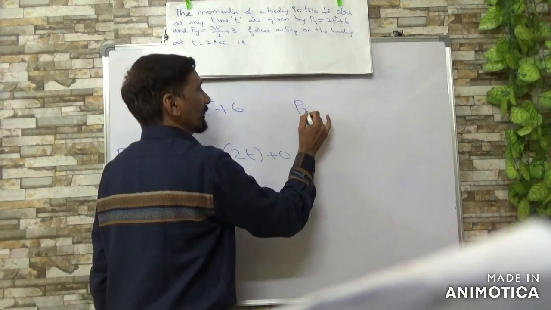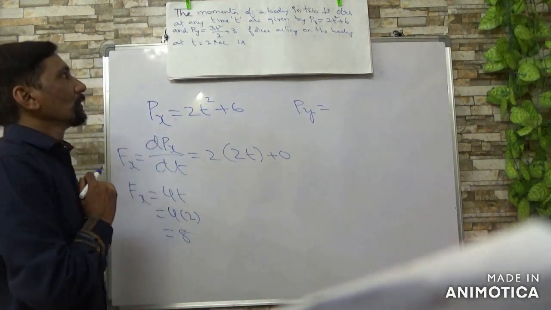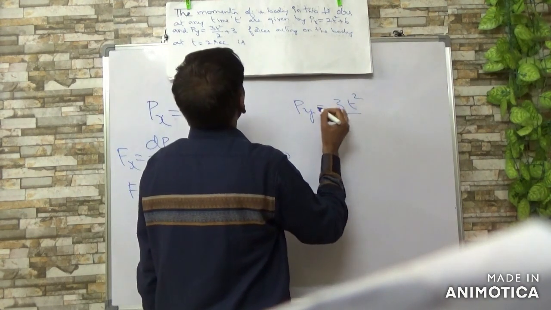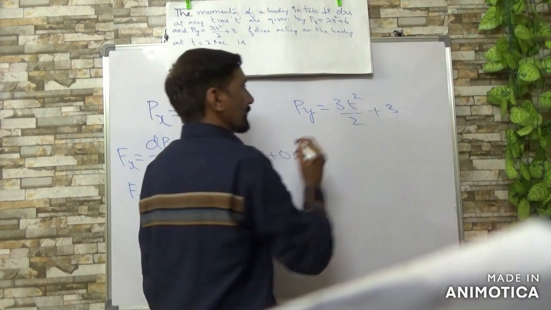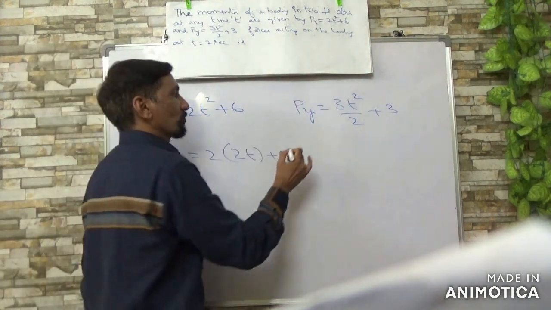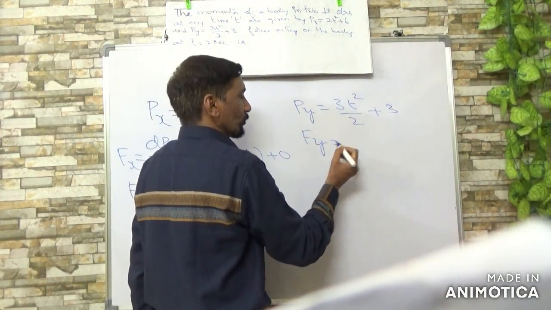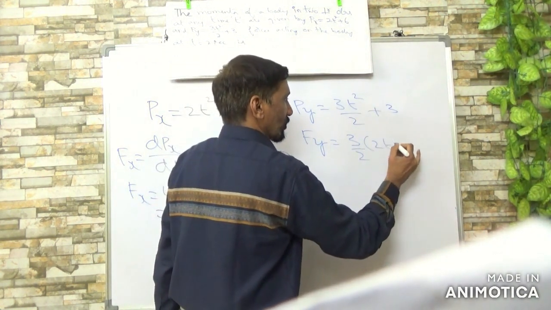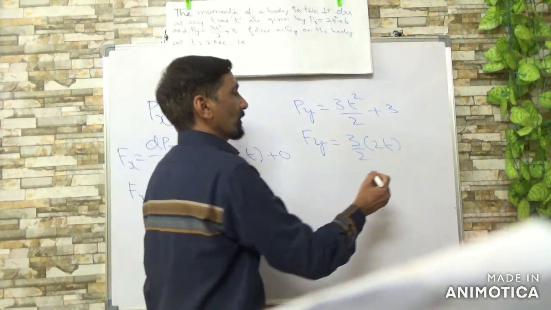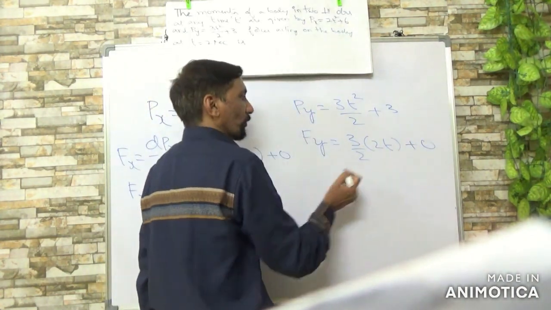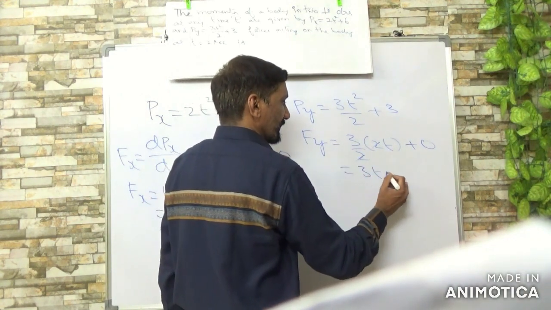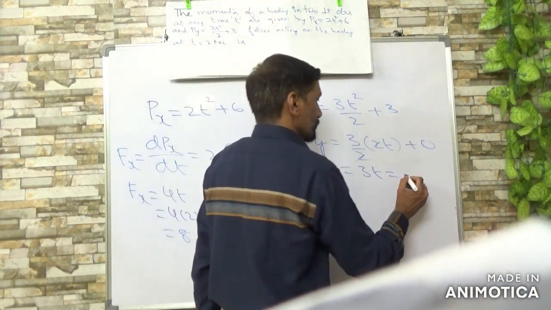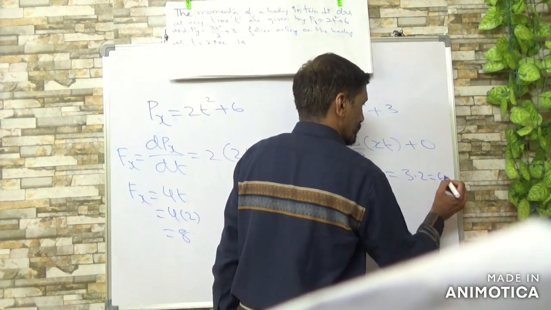Similarly, you can find it in y direction also. The momentum is given as 3t square by 2 plus 3. When you differentiate this equation with respect to time, you get force. So 3 by 2 into t square, differential value 2t, plus constant 0. The 2 cancels, giving 3t. You are finding force after 2 seconds, so 3 into 2, 6 units.